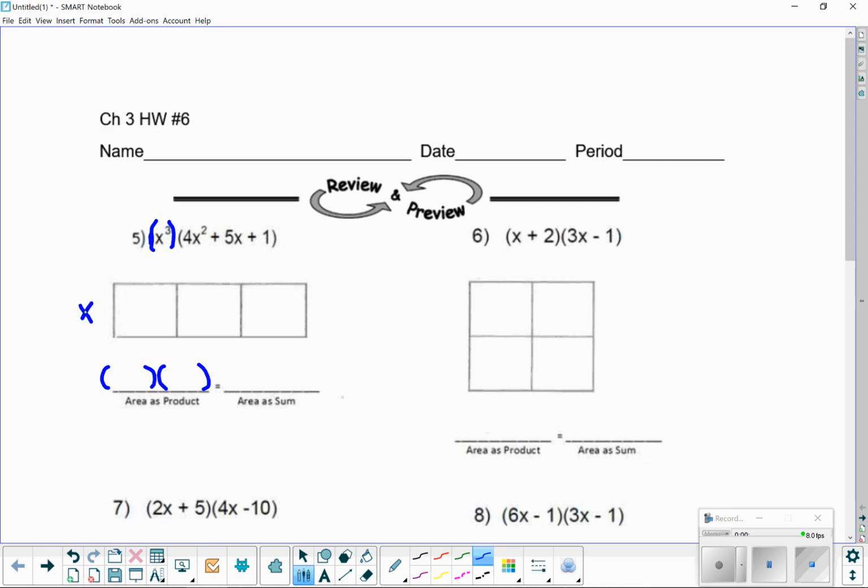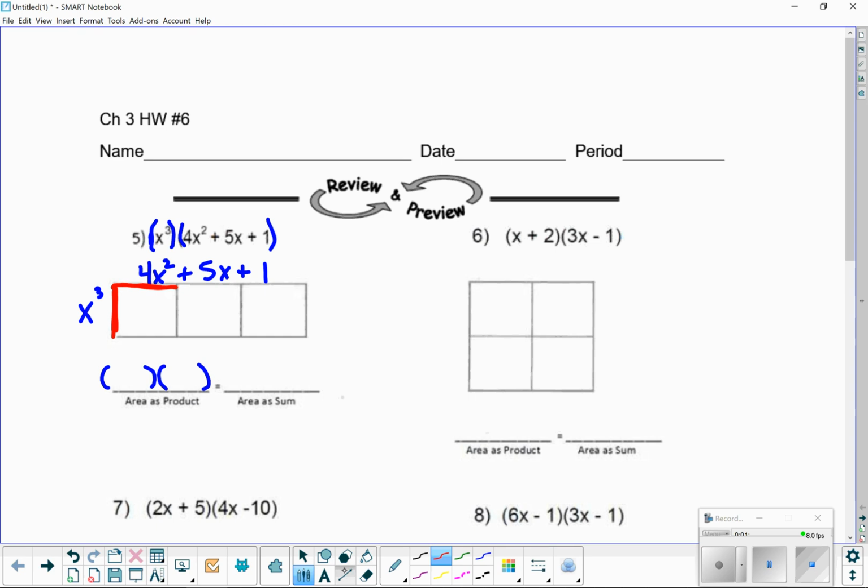So I'm going to put x to the third there because there's no other space for any other term. And then I'm going to go ahead and put the 4x squared plus 5x plus 1 along the top. Or the bottom, but I don't have space on the bottom, so I'm going to put it along the top. So 4x squared plus 5x plus 1. I'm trying to keep my pluses and minuses in between where the line is, just to help with the separation.